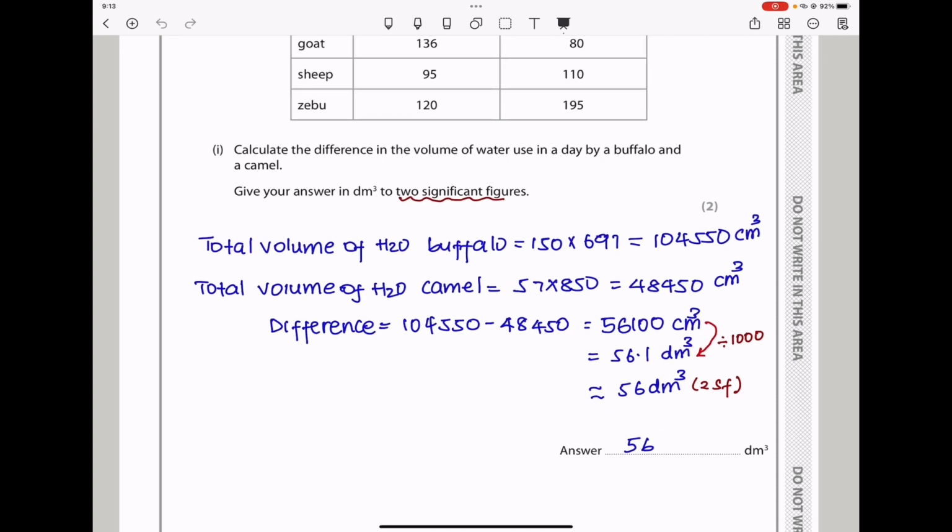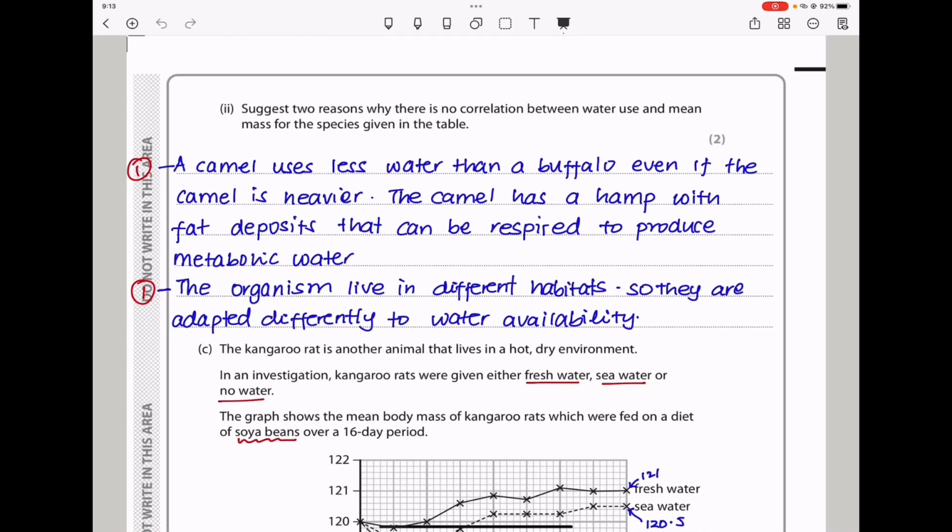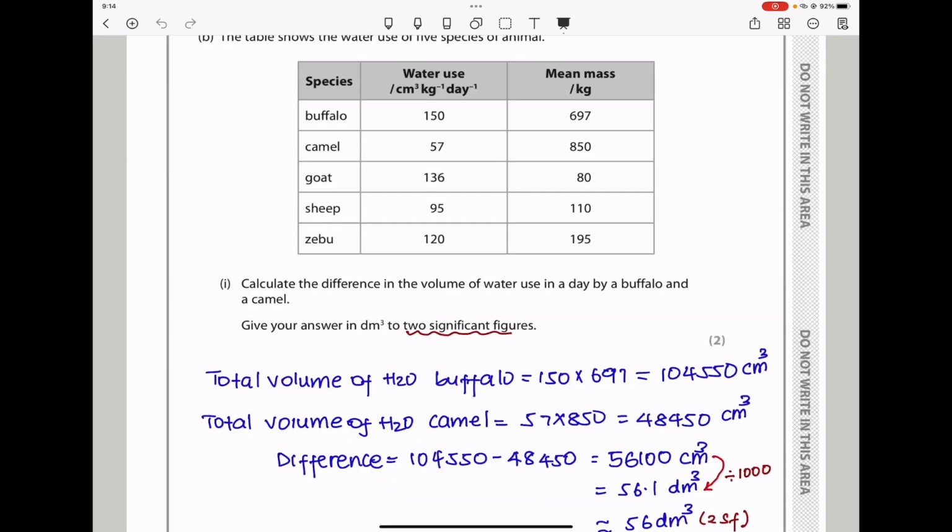Moving on. Here they say, suggest two reasons why there is no correlation between water use and mean mass of the species given in the table. If you go back here, we can see the buffalo is lighter, but the camel is bigger. So we would expect the camel to use more water in comparison to the buffalo.